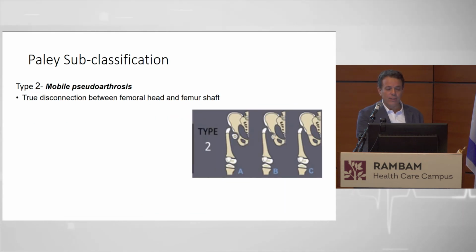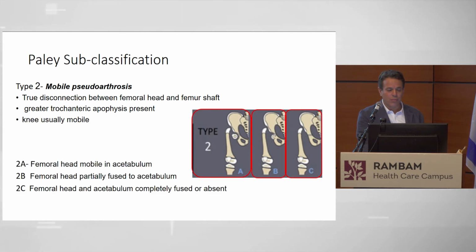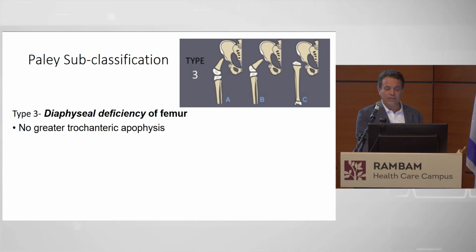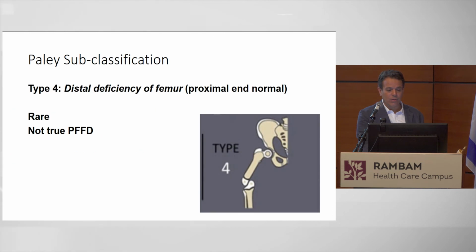So, type 2, we said it's true disconnection between the femoral head and femoral shaft. The greater trochanteric apophysis is not existent, and the knee is usually mobile. We will not go through the subtypes. Type 3 is diaphyseal deficiency of the femur, so no greater trochanteric apophysis. We will not go through that. And we said type 4 is distal deficiency of the femur, and Pelli said he just put it in because he didn't want to leave it out. But it's not a true PFFD.